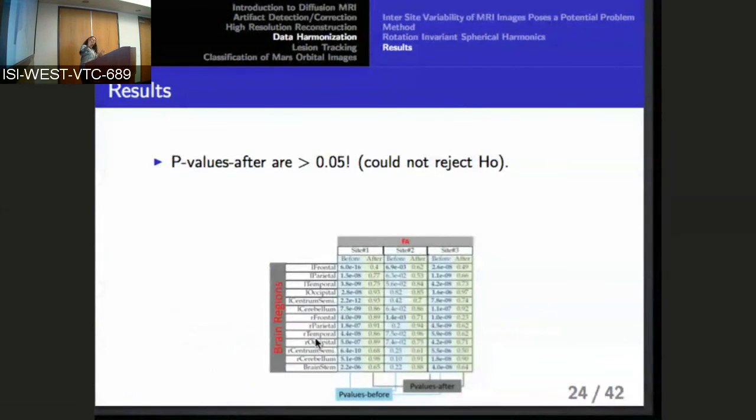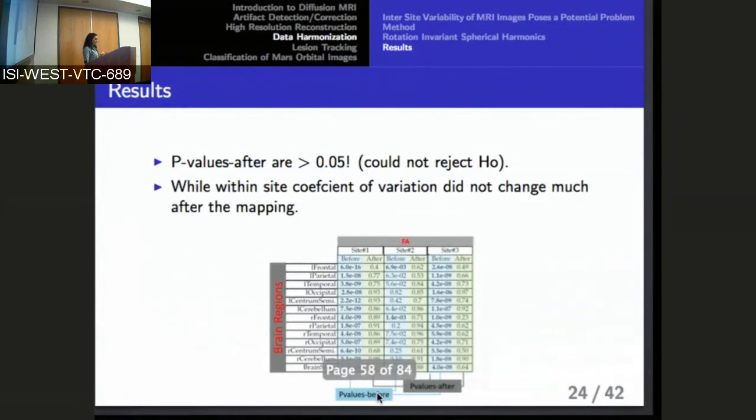The take-home message of this table is that before harmonization, all p-values shown in blue are less than 0.05, which says that there is a significant difference between RISH features in reference and target site, which is not correct. But after harmonization, all those p-values are above 0.05, which is good. That means that we are doing a good job to harmonize our data.